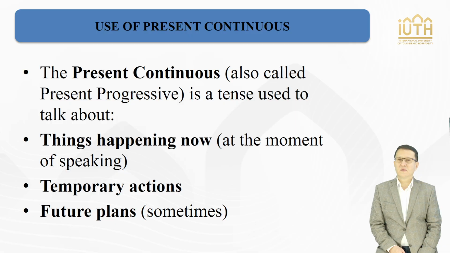Now, dear learners, let's talk about what is the present continuous tense. The present continuous tense, also called present progressive, is a tense used to talk about, first, actions happening now. I'm talking to you. He is drinking water. They are playing salsa. Second, temporary actions.